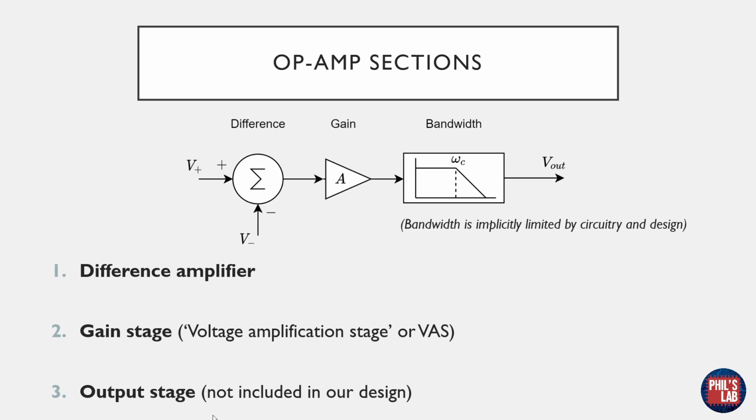Most op-amps will also have some sort of output stage. This is so that the op-amp is able to drive fairly heavy loads. However, I have not included this in our design, just for simplicity. You can also see here I've left in this bandwidth section. But the bandwidth is pretty much implicitly limited by the circuitry, so by the transistors, the capacitances, and so forth, and the design itself. So what we have to design is essentially the difference amplifier and the gain stage, and of course then an output stage if you require this. Keep in mind that discrete operational amplifiers are usually and mostly vastly inferior to dedicated IC op-amps. And this is simply to demonstrate some of the internal workings of traditional op-amps.